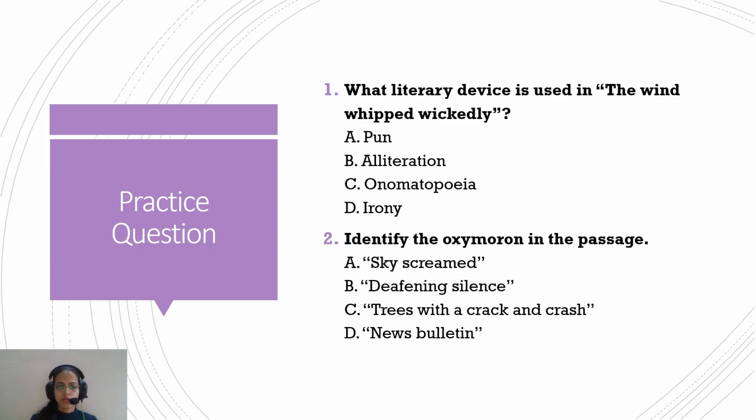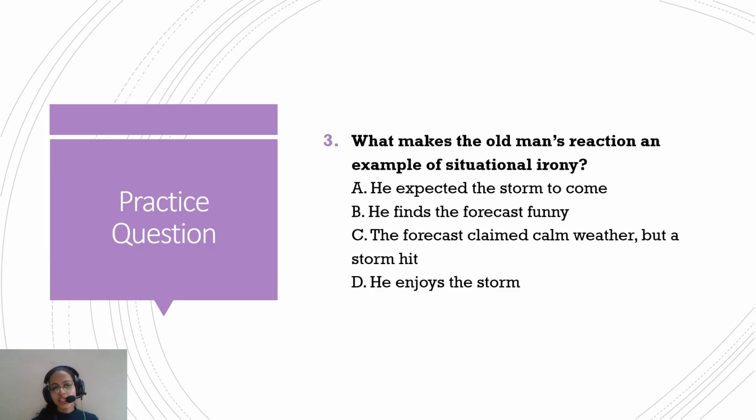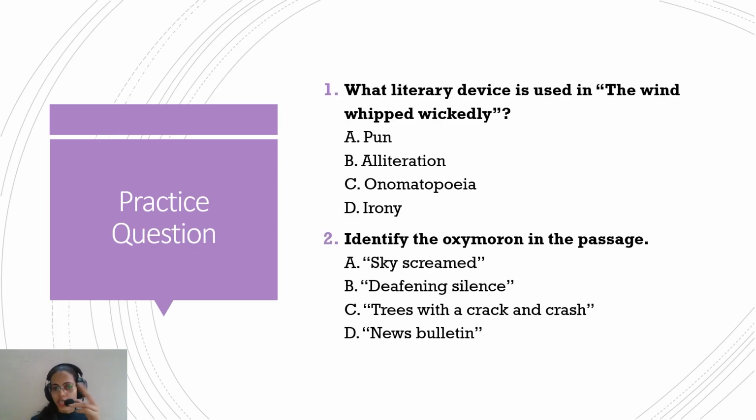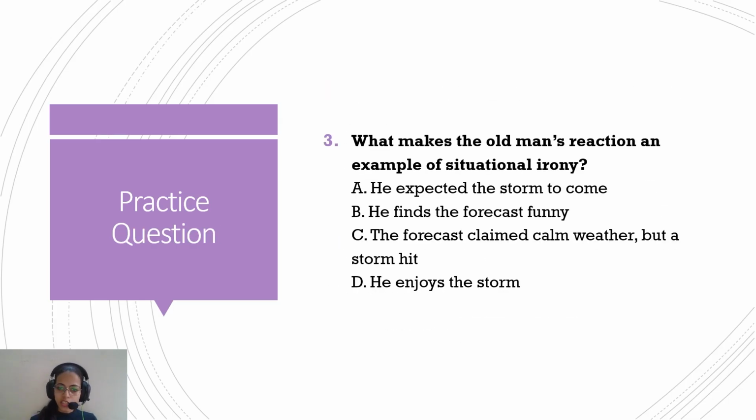Deafening silence. Okay. What makes the old man's reaction an example of situational irony? So the old man says, "No, the weather will remain calm." He remembered the news headline as "the weather will remain calm." So it was forecasted that the weather would remain calm, but he thought that forecasts are always confused. There's a difference between the situation and what actually turned out, so it's an ironical situation.